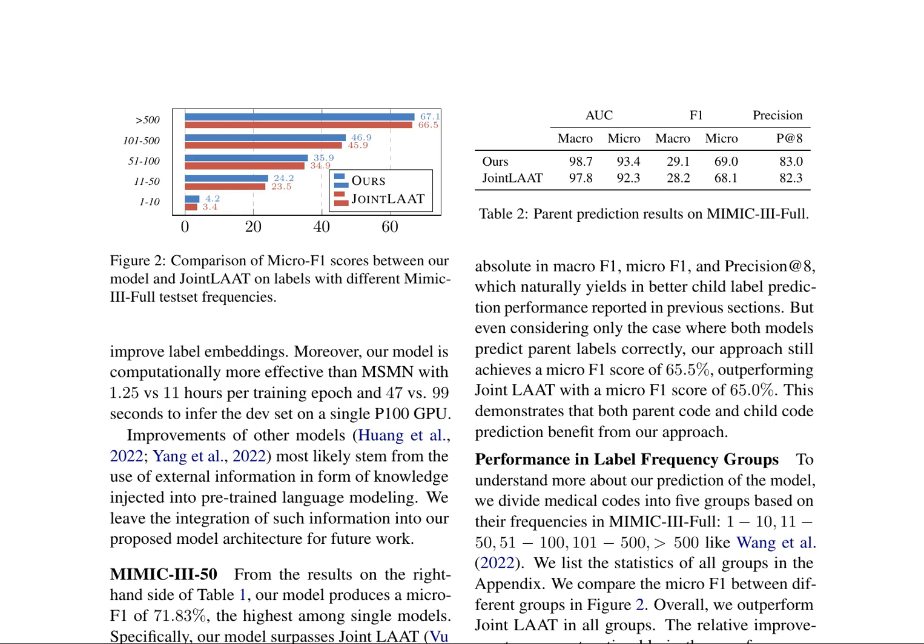An ablation study was conducted to evaluate the effectiveness of the proposed model, comparing it to JointLAAT on the MIMIC-III full set. The study reveals that allowing child label representations to attend to both parent label and document representations drives performance improvements in two aspects: parent label prediction and performance on labels grouped by frequency of appearance.